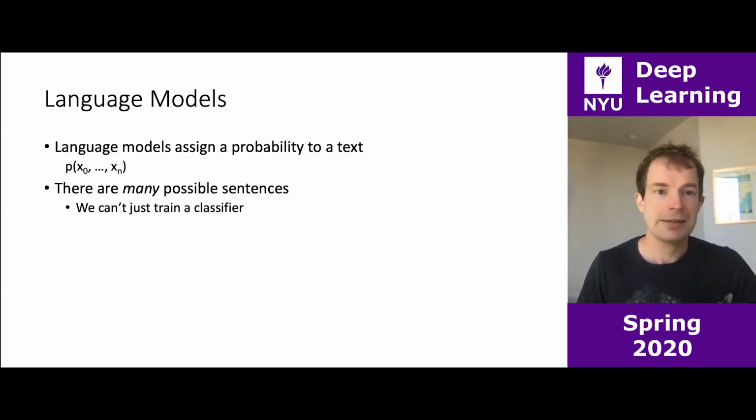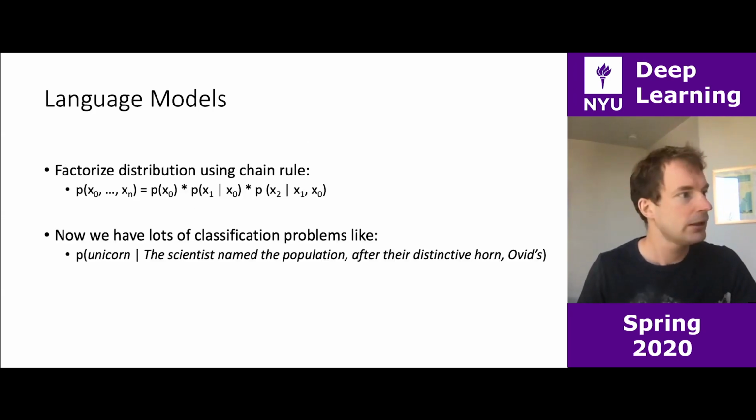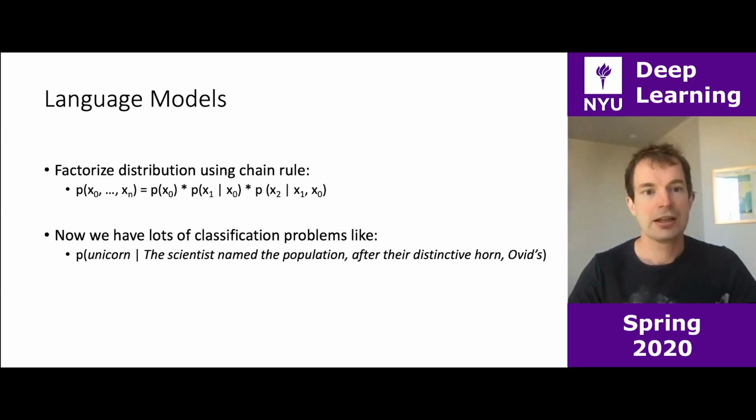So how do we model this density? Well, obviously, there are quite a lot of possible sentences, exponentially many. So we can't just predict them with a classifier directly. There are different techniques you can use for this, but the one I'm going to talk about is the one that's most popularly used, which is basically to factorize this distribution using the chain rule.